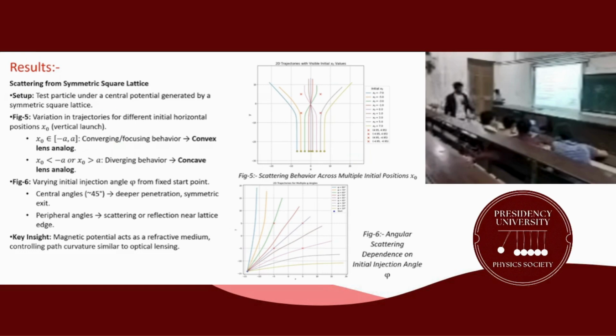In this region it behaves like convex lens analog behavior, and otherwise, greater than or less than that, it behaves like diverging lens or diverging behavior. So this is especially for the 1 0 symmetry axis, and this is a symmetric line due to the 1 1 symmetry that I mentioned previously.